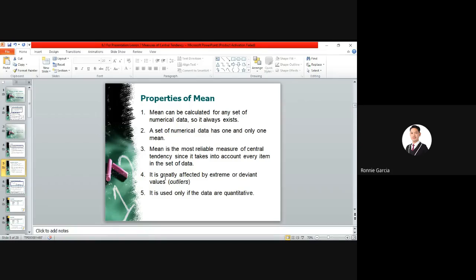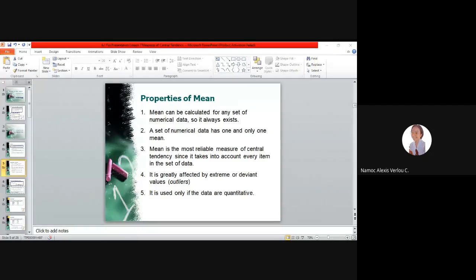The fourth one, who would like to explain this one? It is greatly affected by extreme or deviant values or outliers. Can anyone tell me what this fourth property means?